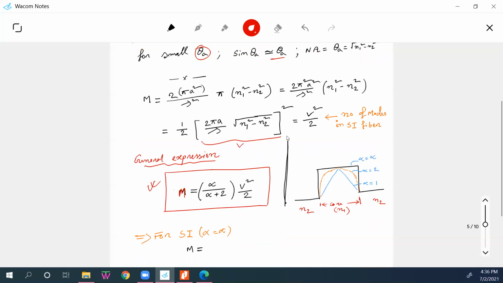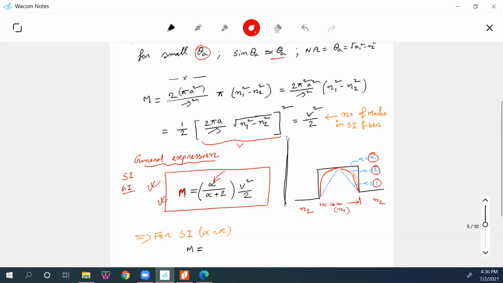Now we have two kinds of modes. Single mode is always single mode, one mode. But for step index and gradient index, how many modes will there be? This is a general formula where the alpha parameter changes. Remember when we studied the gradient index fiber? If the index profile changes as a parabola, alpha becomes 2. If alpha becomes infinity, it is step index.